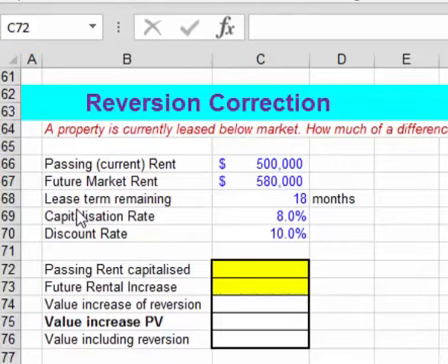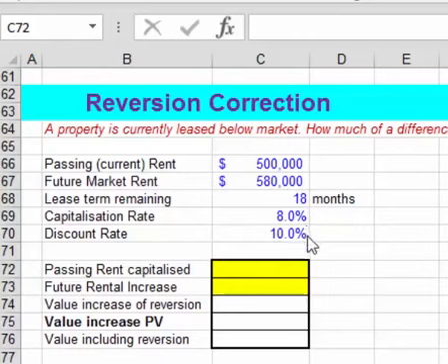So it depends on how long the lease has still to go before it expires, and so we look at the lease term remaining, and that's very important because that'll give us the time that we're going to use for an adjustment as we do our calculations. We're going to adopt a capitalisation rate of 8%. We're also going to adopt a discount rate, which we're going to use for the time adjustment.